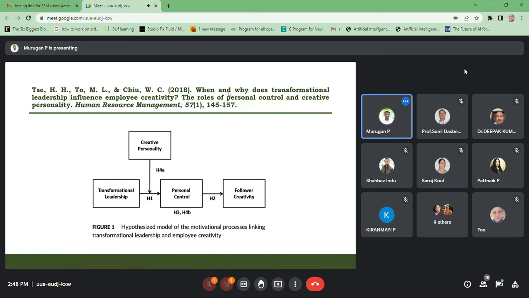When and why does transformational leadership influence employee creativity, the roles of personal control and creative personality. Here, the roles of personal control and creative personality are nothing but moderator and mediation roles. Basically, transformational leadership and follower creativity is mediated by personal control. So this is what they're trying to explore. Basically, it's a moderated mediation model where creative personality is actually affecting the entire indirect effect between transformational leadership and follower creativity through personal control.